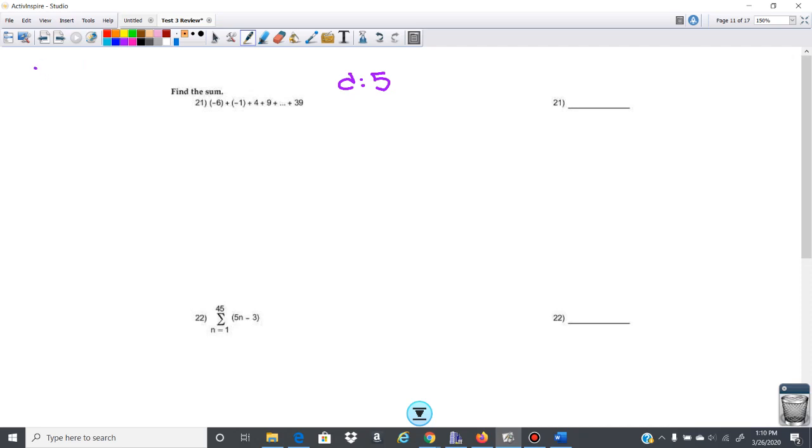So I need this formula here for my sum. S sub n equals n over 2, a sub 1 plus a sub n. All right, I have my first term and my last term, but I don't know how many terms this is. So you could potentially write this out on here. Let's see, -6, -1, 4, 9. This isn't too many.